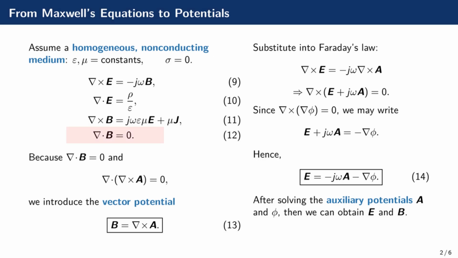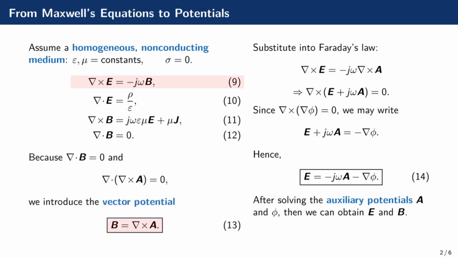First, look at the equation: the divergence of B equals 0. From vector calculus, we know the identity that the divergence of a curl is always 0. Therefore, it is natural to write B as the curl of a vector field A. So we define B equals the curl of A. This A is called the vector potential.